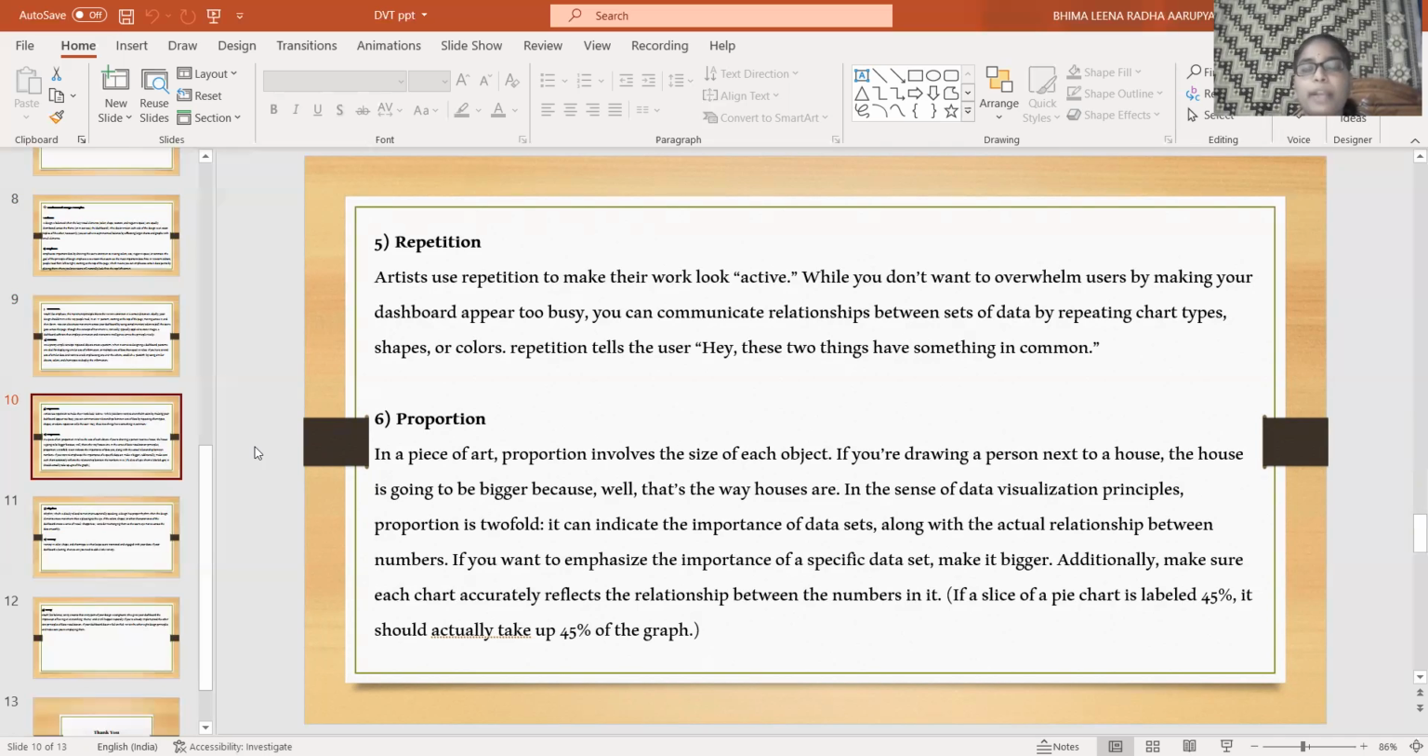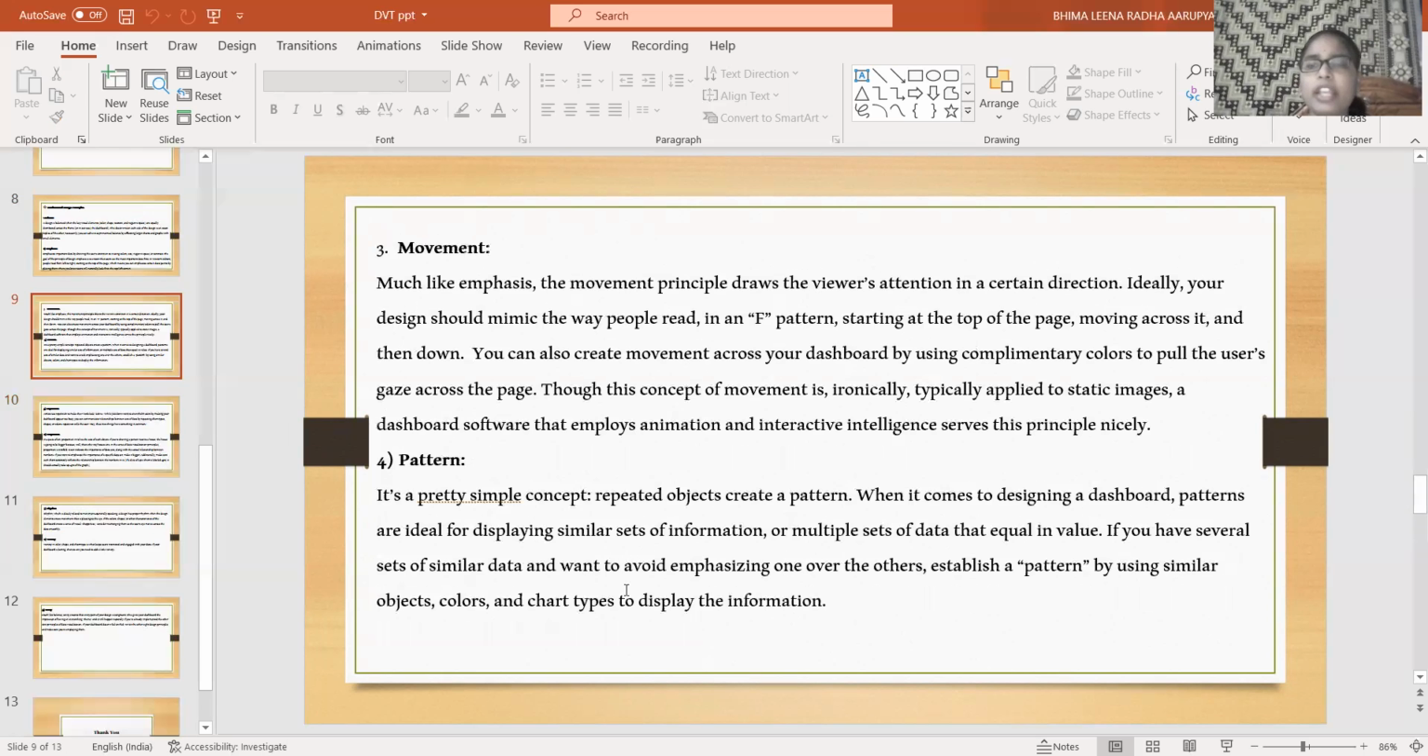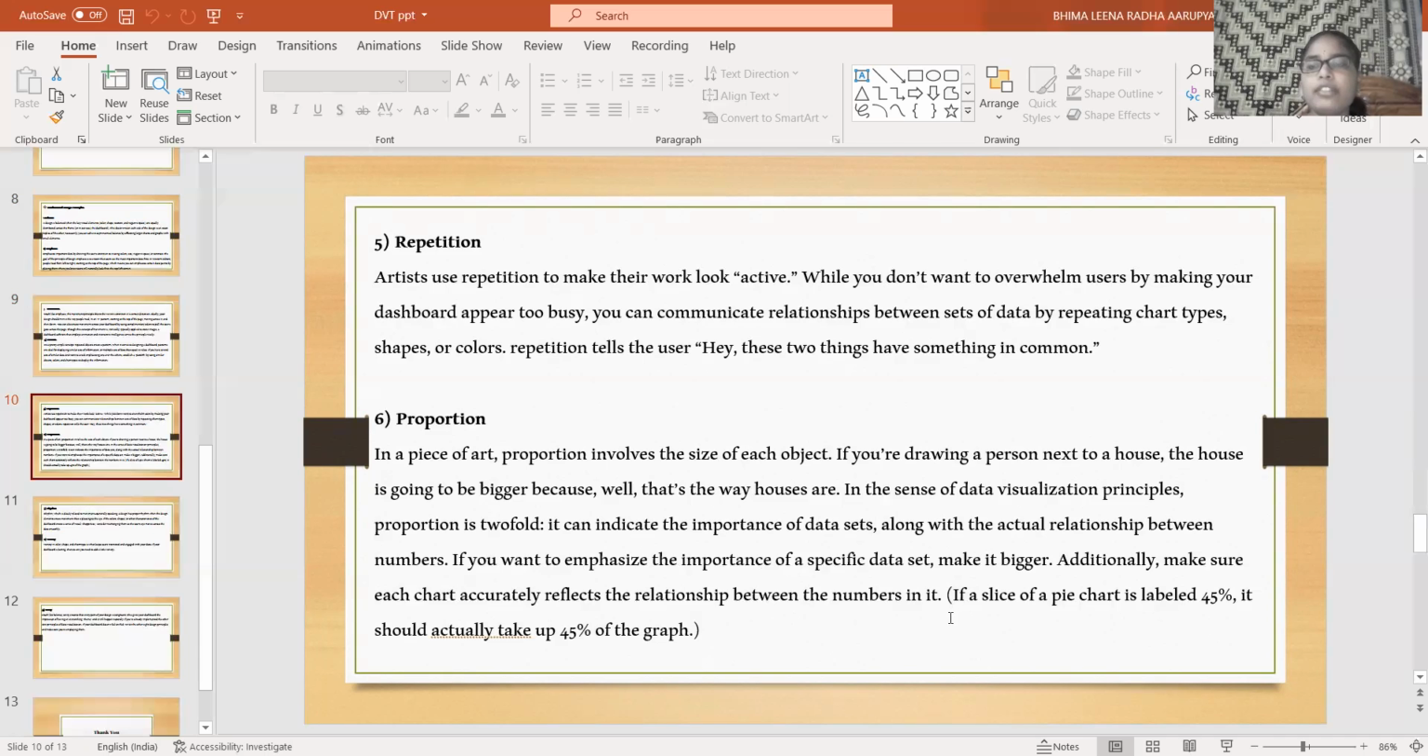If you want to emphasize the importance of a specific data set, make it bigger. Additionally, make sure each chart accurately reflects the relation between the numbers in it. If a slice of a pie chart is labeled 45%, it should actually take up 45% of the graph. Proportion is nothing but ratio and proportion, right? Similar here.